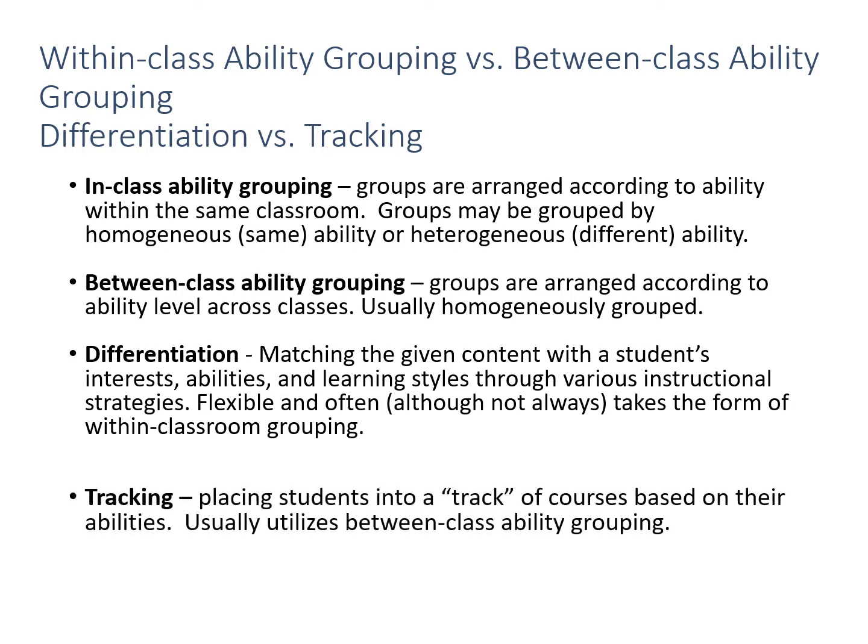Tracking is a more permanent situation. It's generally not considered best practices today, but it still happens. It's when students are placed onto a track of courses based on their ability. And this usually utilizes between class ability grouping. So that means you'll go into a different class if you're an AP student because you're considered to have a higher ability in the subject.